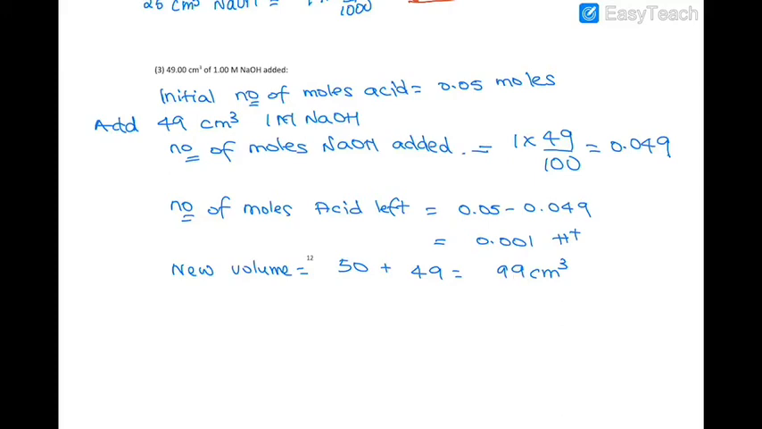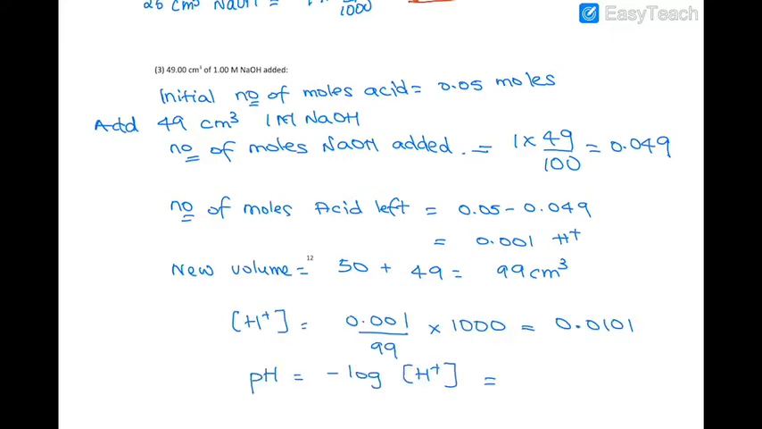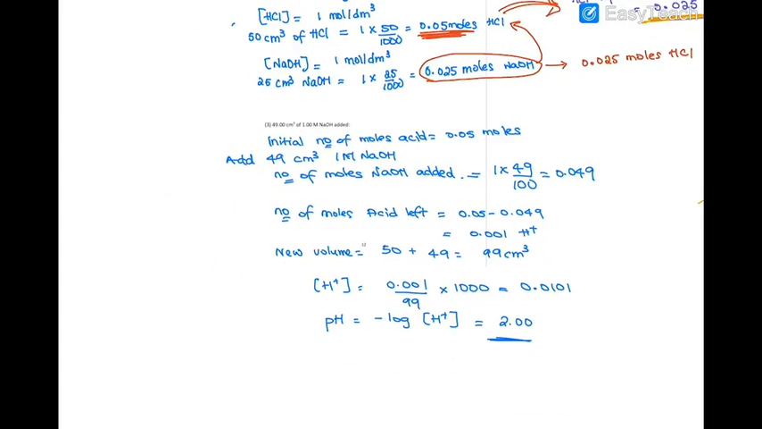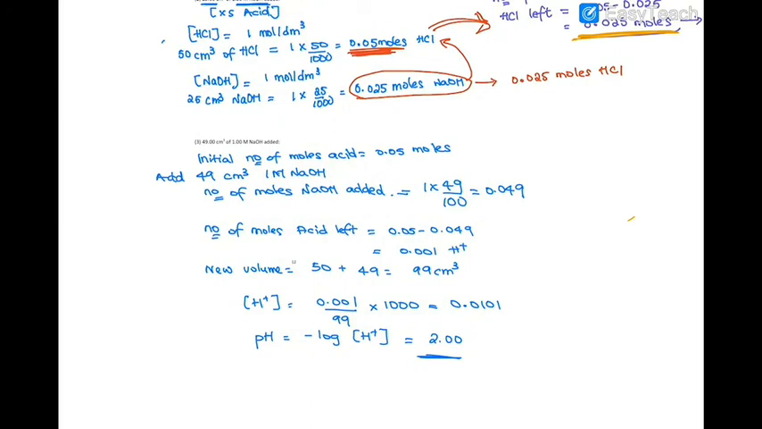And we can find the concentration of H+. So concentration is number of moles divided by volume. So now the pH is 2. So as you can see, even if we add 49 cm³ of NaOH, the pH changes by a very small amount. Now let's add that one last cm³ until neutralization is complete.